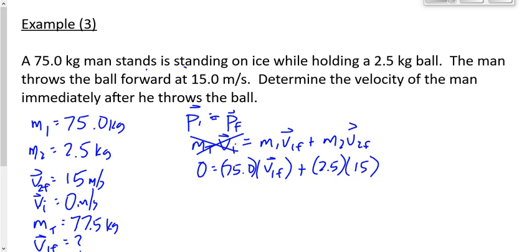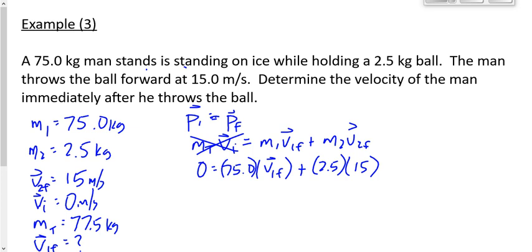Let me ask you this question for a prediction here. Would you expect V1F to be greater or less than 15? Less, how come? Because he has way more mass, right? If the ball gets, what would it be, 37.5 kilograms of impulse, then the man has to get negative 37.5. And since he has a lot more mass, that must end up being because he has less change in velocity.